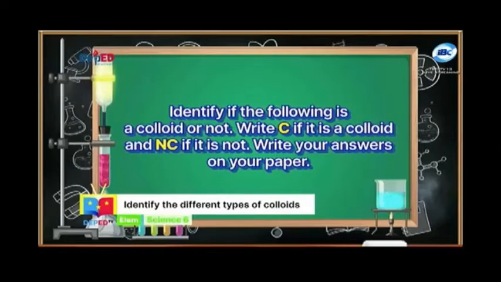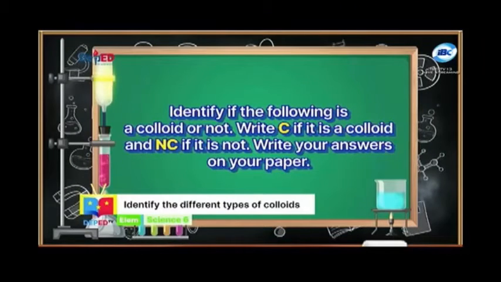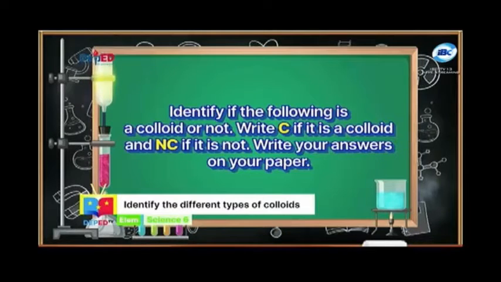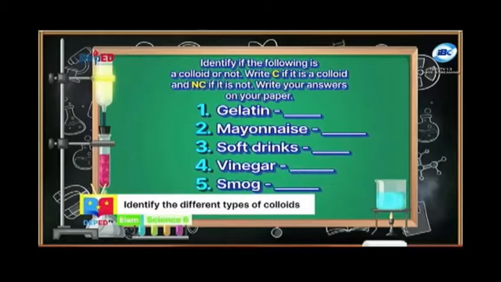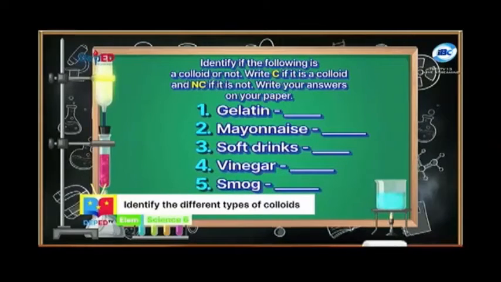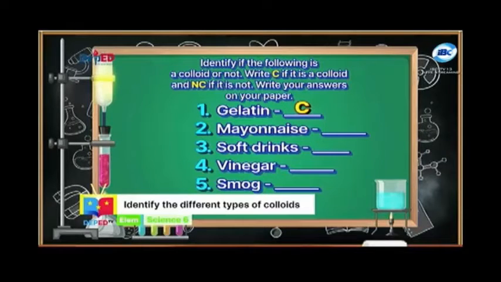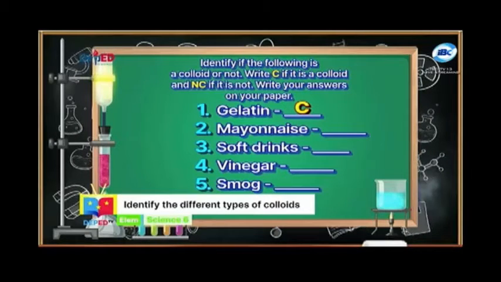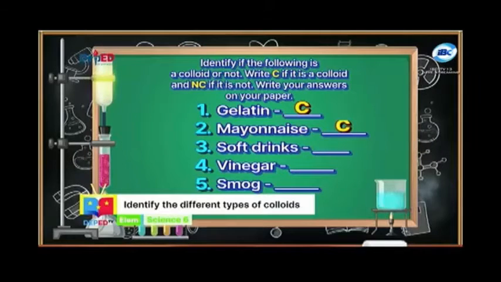Identify if the following is a colloid or not. Write C if it is a colloid and NC if it is not. Write your answers on your paper. Number 1, gelatin. The correct answer is C, colloid. Number 2, mayonnaise. The correct answer is C, colloid.